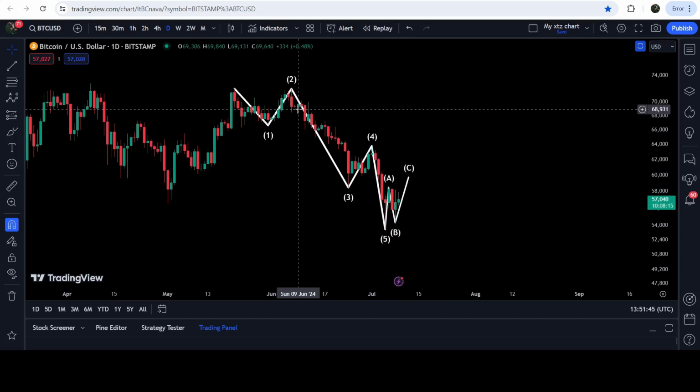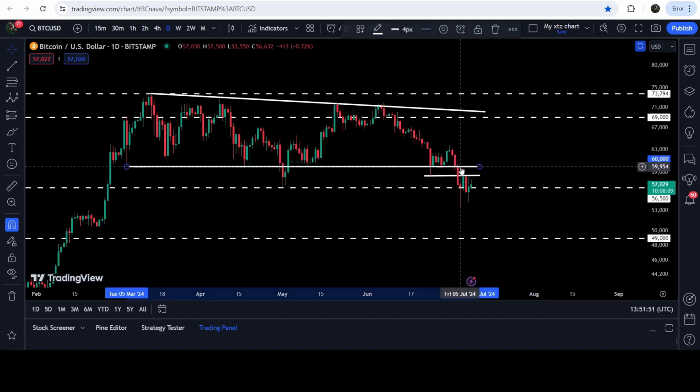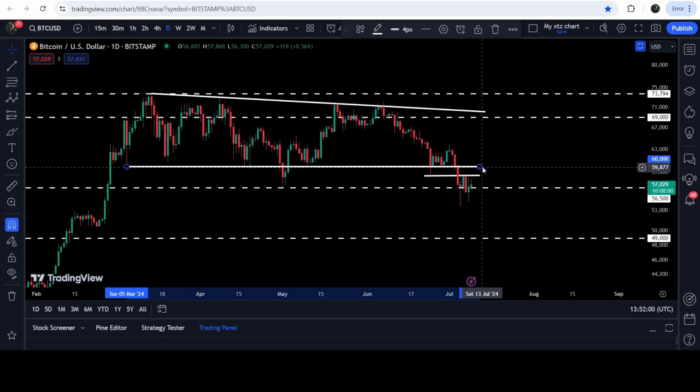Therefore, I'm expecting that after or during this wave C, the price can again try to break out the previous support of this triangle that was broken down on the daily time frame chart, because the support of this descending triangle is on $60,000. You can see that it was working as support here, support here, support here, and support here, and now it can work as a resistance.